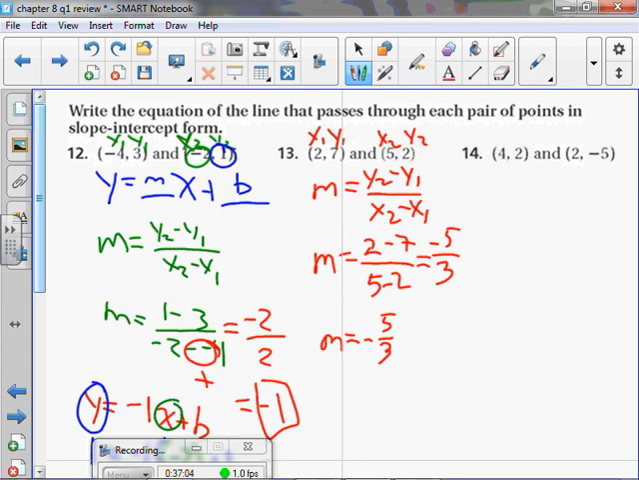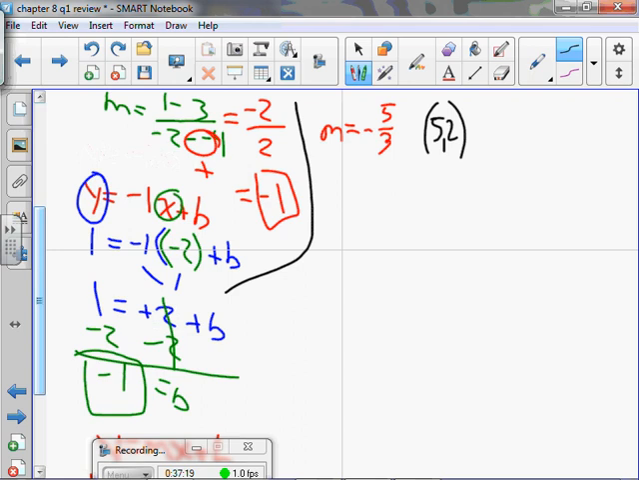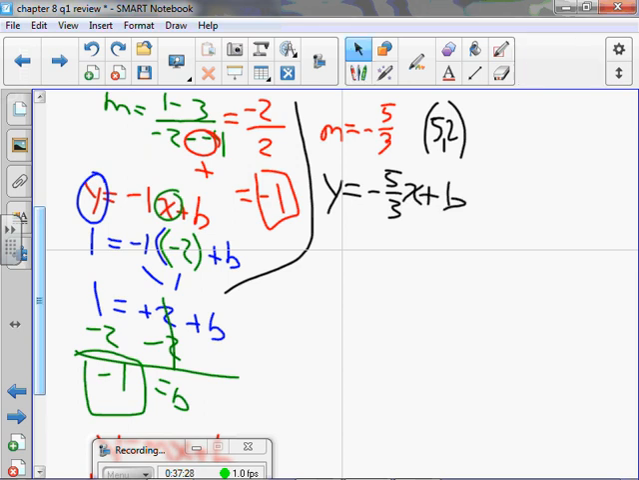Now I'm going to pick my easier point. They both look relatively easy, so I'll pick the one with the smaller numbers, 5, comma 2. I'm going to write it down here so I can go down. Okay, I have my slope. I plug it into my equation, y equals mx plus b, negative 5 over 3 times x plus b. And I'm going to replace 5 and 2 for x and y. So 2 equals negative 5 over 3 times 5 plus b.